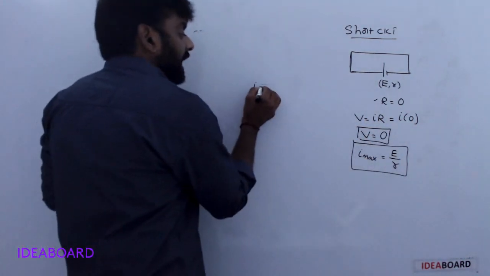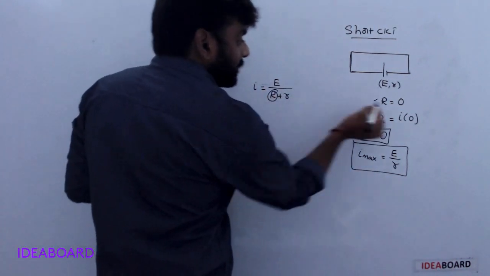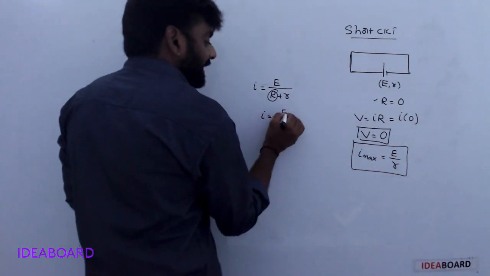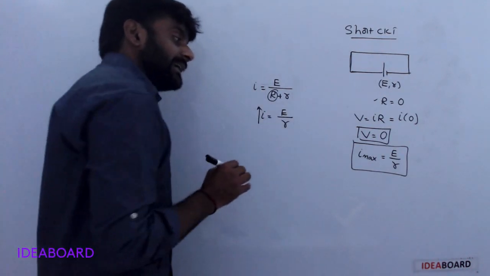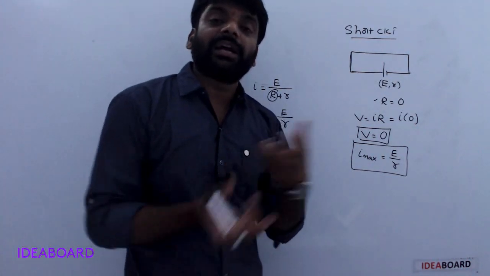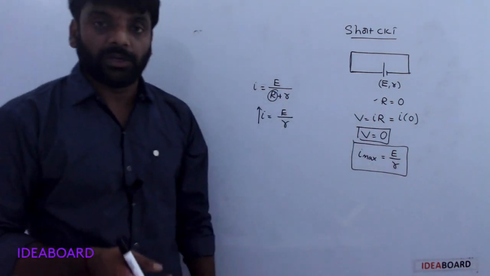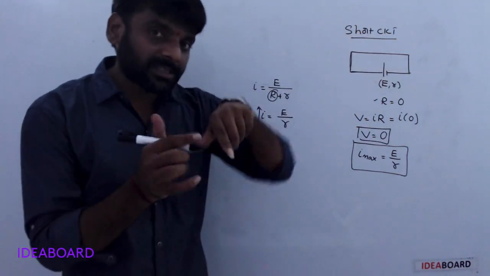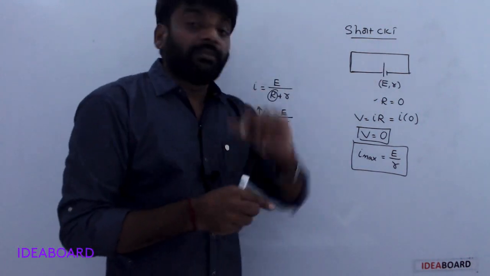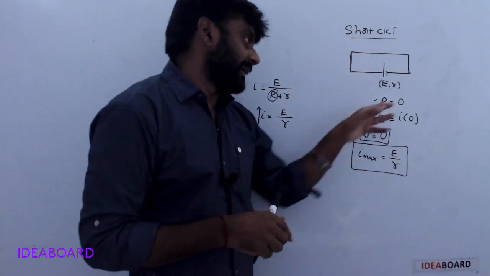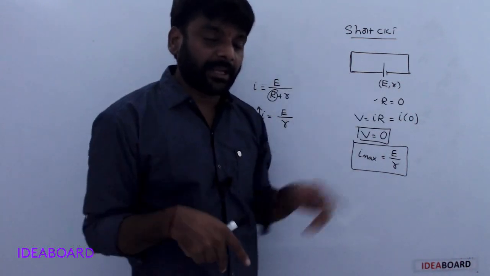You know already I is equal to E by effective resistance. R value is 0 here, so the current is E by r. When resistance is decreased, current is increased. So in short circuit, maximum current is possible. Short circuit means both positive and negative terminals are connected without an external resistor, so external resistance is 0. In open circuit, external resistance is infinity.